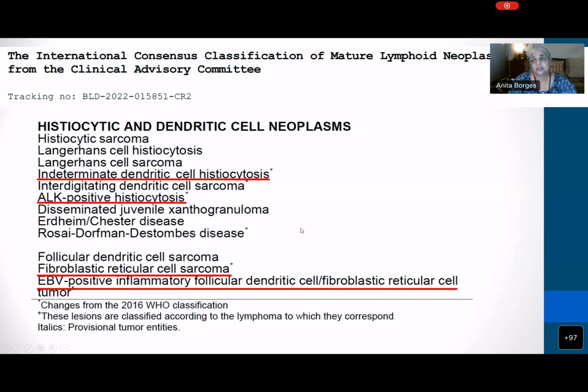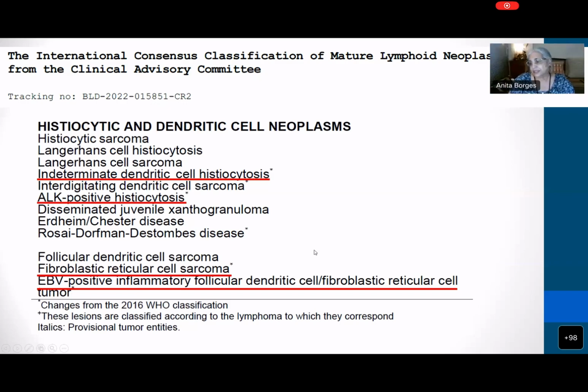4 different ones, and they don't separate the mesenchymal type cells from the myeloid cells and put them in 2 different categories. They just have this chapter on histiocytic and dendritic cell neoplasms, and these are the 4 things that they have added. Okay, indeterminate dendritic cell histiocytosis, which was not an entity before, ALK-positive histiocytosis, fibroblastic reticular cell sarcoma, and EBV-positive inflammatory follicular dendritic cell tumor, which people have been recognizing.